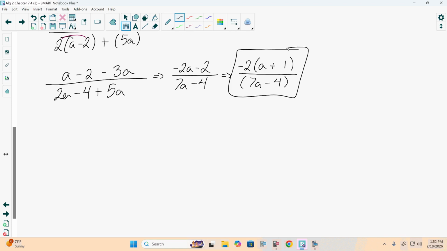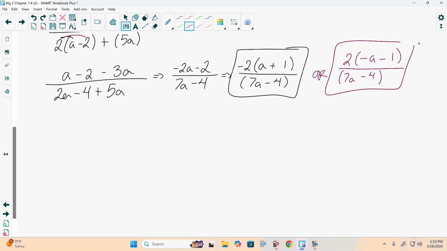over 7a minus 4. Even though there's nothing in common, we still want to factor just to make sure there's nothing in common. Now, yes, we could have just factored out the 2. And if we did, we would have gotten this here. They are the same thing. One, I factored out the negative 2. The other, I just factored out the 2.